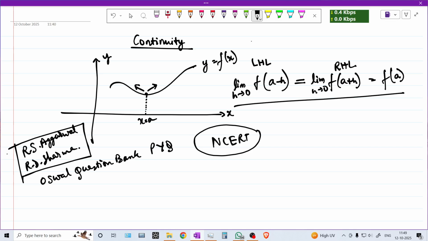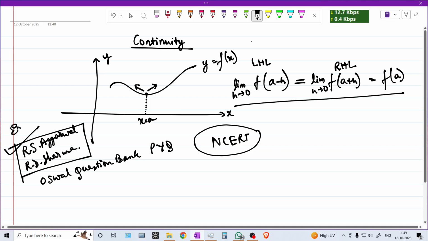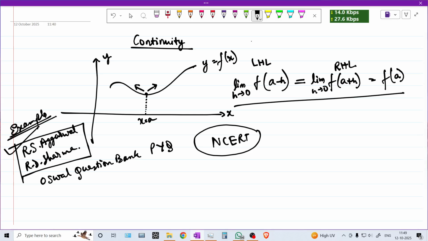practice the questions from R.S. Agarwal, especially the examples of R.S. Agarwal and the Oswaal PYQ questions. It will be more than sufficient to score very good marks in your CBSE if you do it dedicatedly.